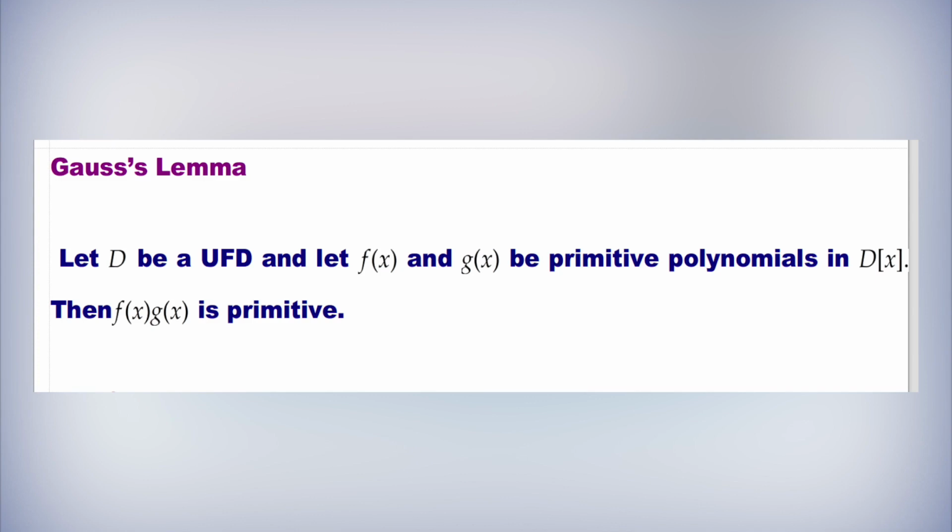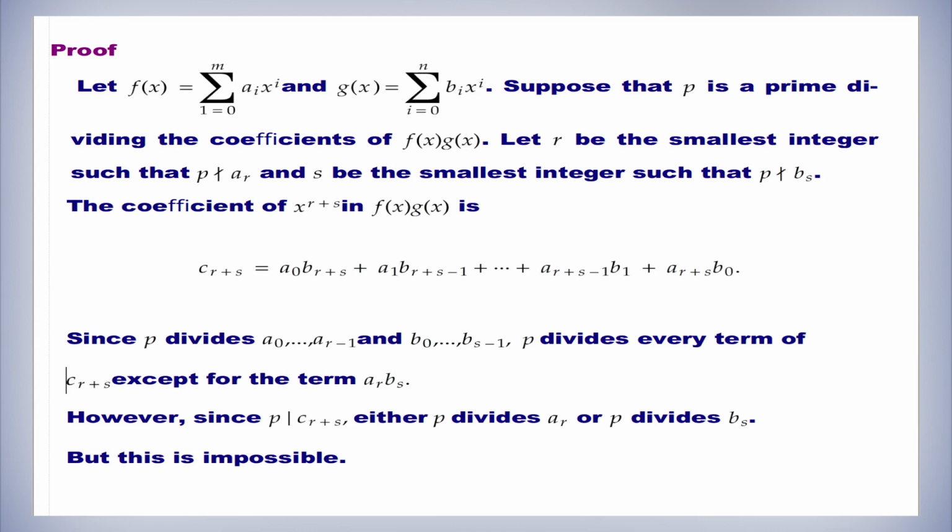Then f(x) times g(x) is primitive. The proof: let f(x) = summation i = 0 to m of a_i x^i and g(x) = summation i = 0 to n of b_i x^i. Suppose that p is a prime dividing the coefficients of f(x)g(x). Let r be the smallest integer such that p does not divide a_r and s be the smallest integer such that p does not divide b_s.